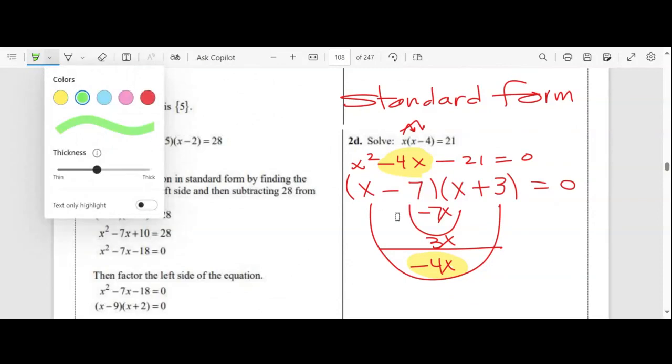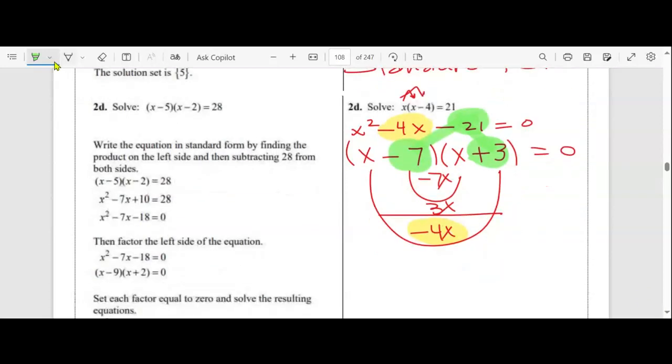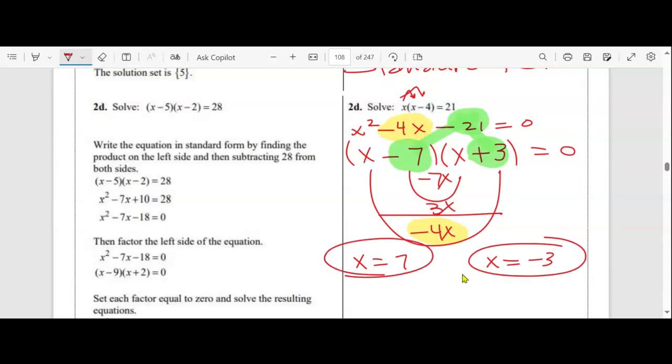Now you have to check the loss. Is the loss the same or different? Same. Then you are correct. So how many solutions you have? X equals 7. X equal what? Negative 3. So your solution set is negative 3 and 7, like this. You write it like this. This is notation. It's called writing it in notation.